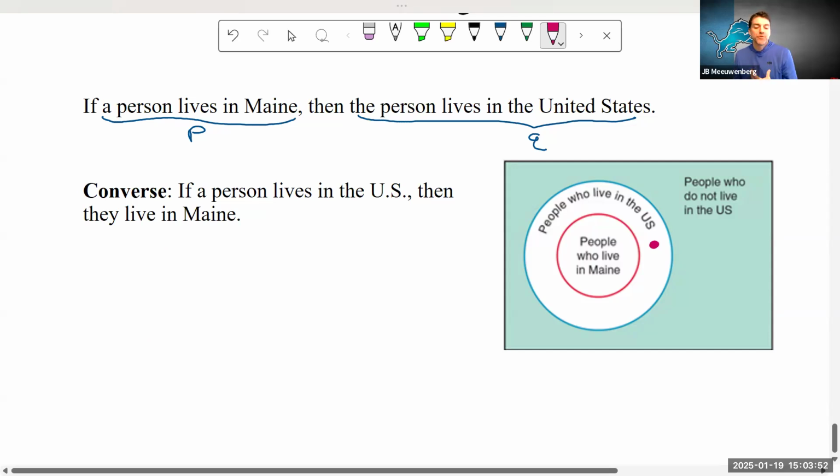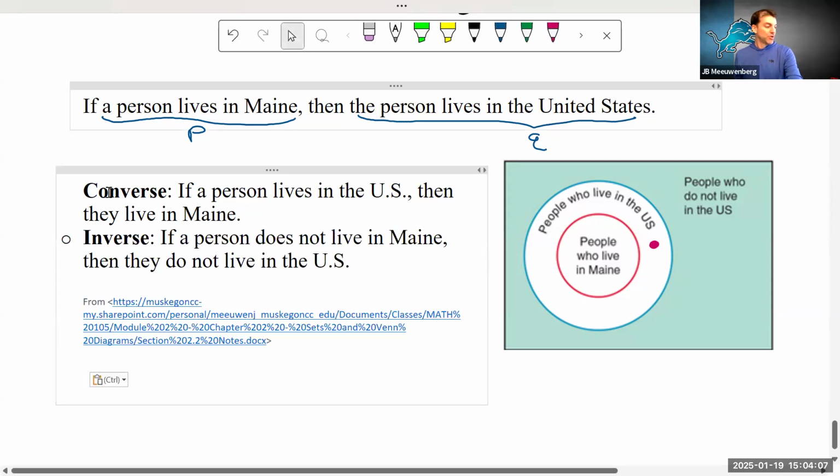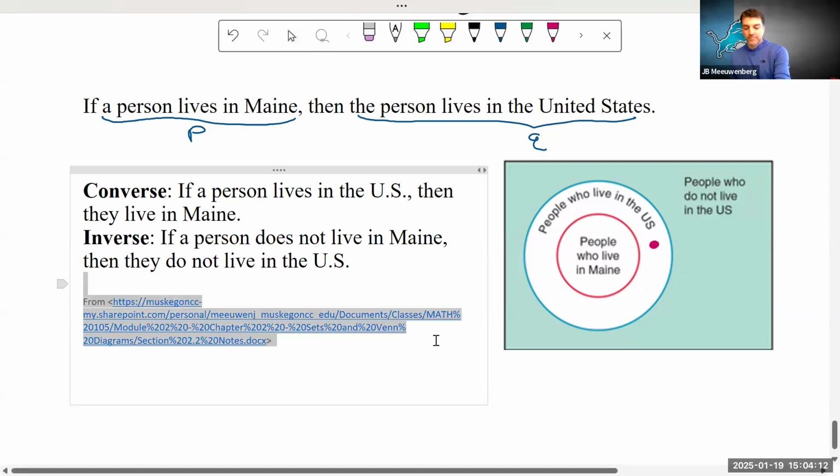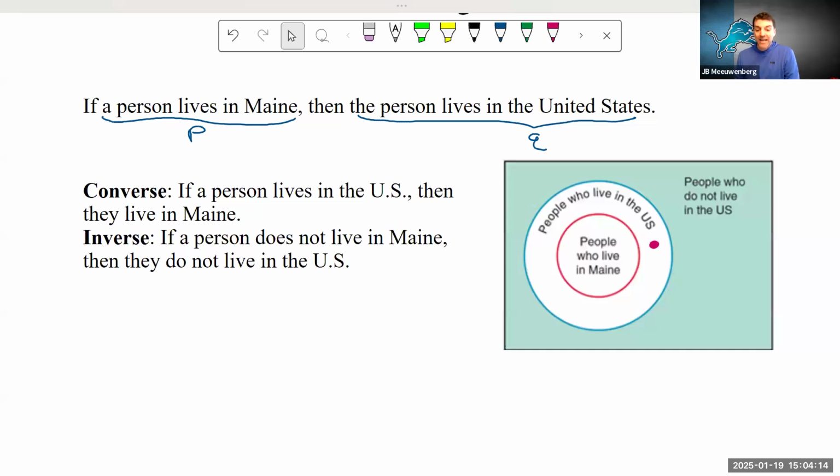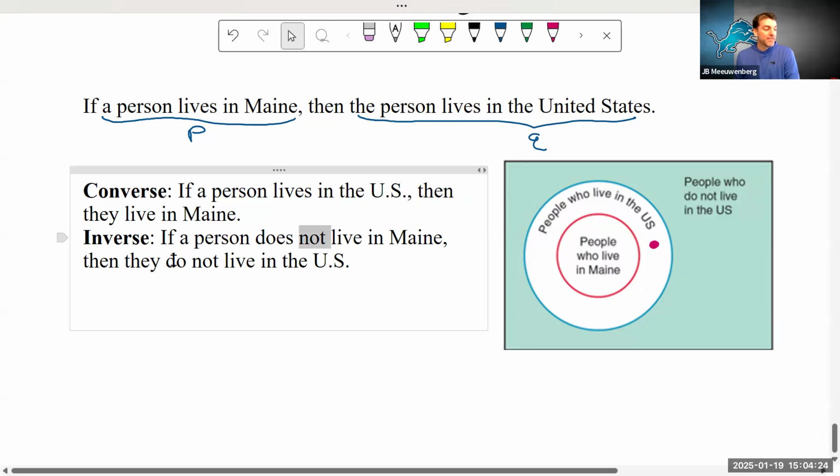Go ahead and see if you can write the inverse of this statement. I will continue. If you want to pause, pause. So the inverse looks like this. You remember the form? If not P, then not Q. So it's not flip-flopping them, it's just negating both statements. If a person does not live in Maine, then they do not live in the US.